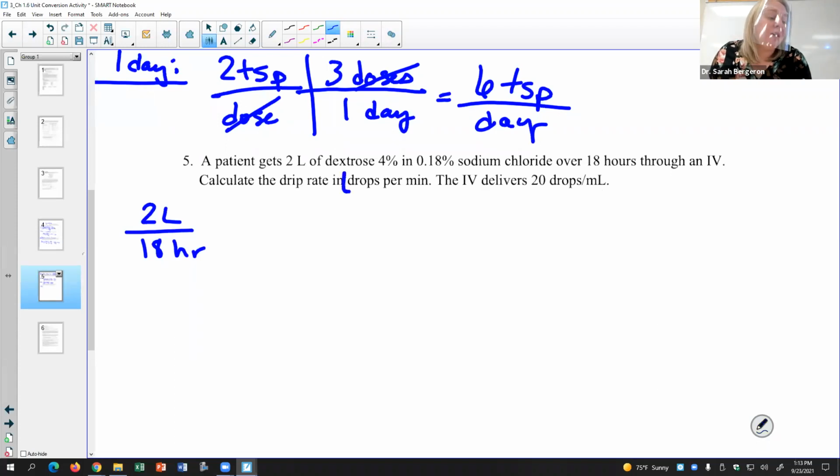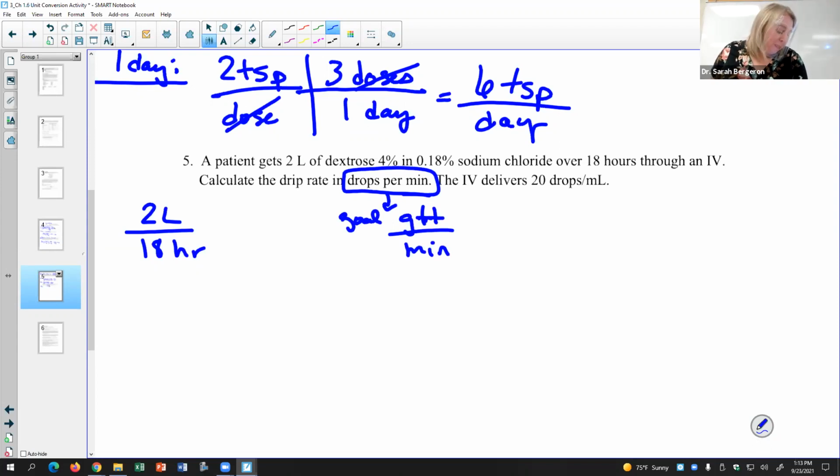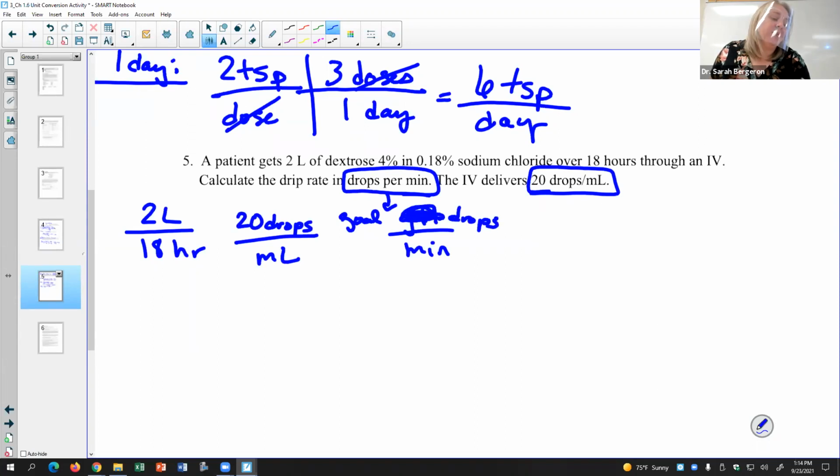My goal is to calculate the drip rate in drops per minute. So my goal is GTT, remember that, per minute, or drops per minute, however you want to, doesn't matter. The IV delivers 20 drops per milliliter. So I know I have 20 drops per milliliter, and you could put drops. You could just do that. Then it's easier.